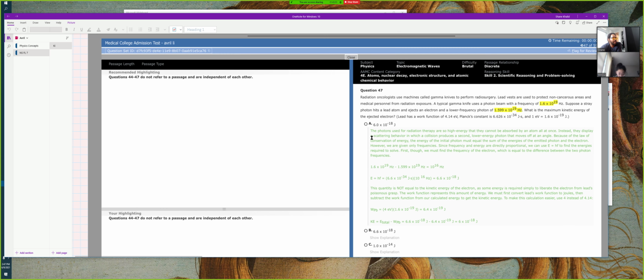Okay. So, radiation oncologists use machines called gamma knives. Those are really cool. Lead vests are used to protect non-cancerous areas and medical personnel from radiation exposure. A typical gamma knife uses a photon beam with a frequency of, so the frequency is super high because it's gamma rays. Suppose a stray photon hits a lead atom and ejects an electron, and a lower frequency photon of that much energy, which is still going to be a gamma ray, right? What is the maximum kinetic energy?